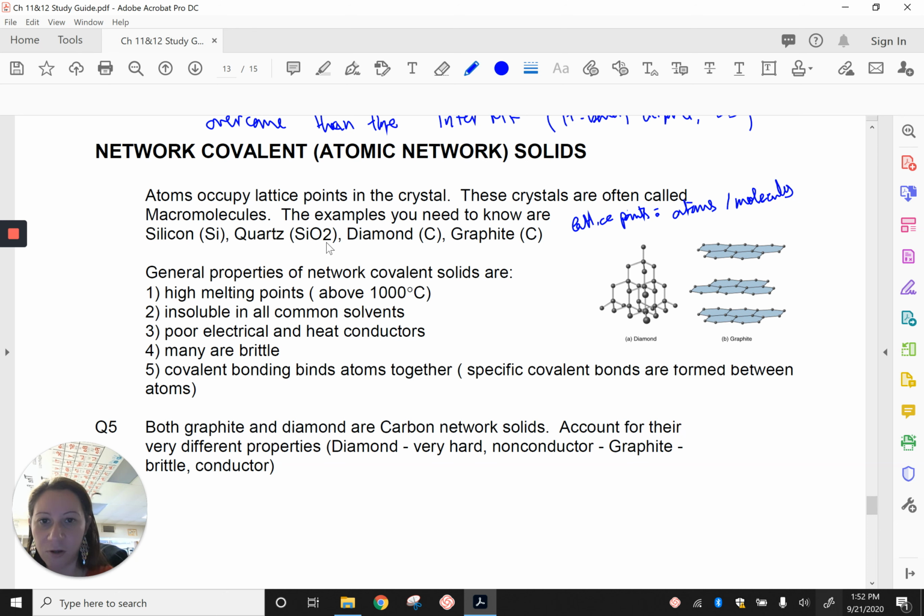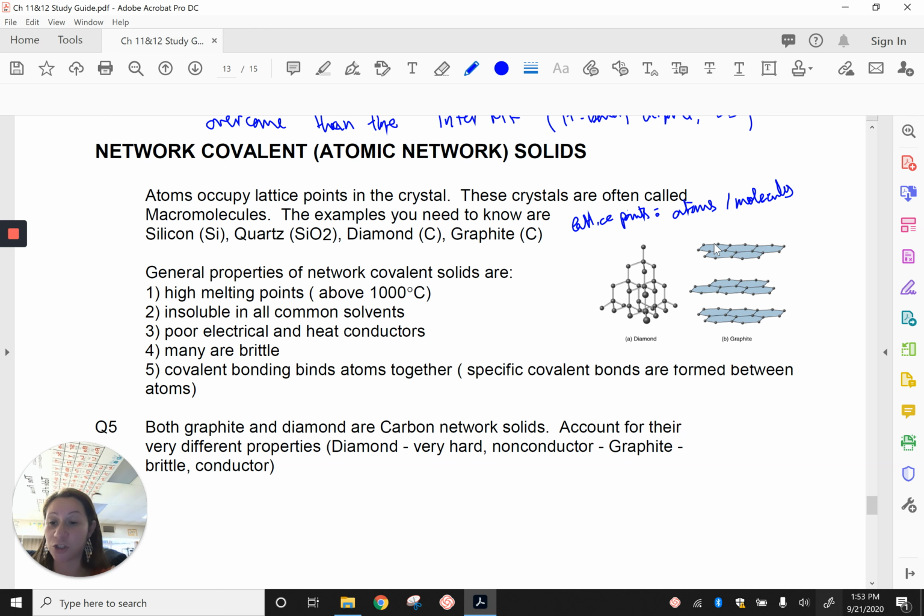So if you have graphite, diamond, or silicon, those will be atoms, either silicon atoms or carbon atoms. If you are talking about quartz, then you'd have molecules, SiO2s, at each of these lattice points here. In this case, we're talking about carbon because we're talking about diamond and graphite. You can see that these carbon atoms are bonded together with a real covalent bond. So these are not intermolecular forces, these are actual covalent bonds.